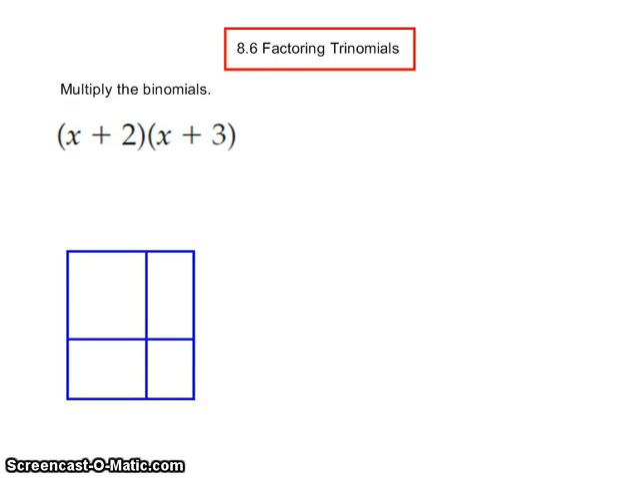Today we're going to look at factoring trinomials. The first thing I'd like you to do is to multiply the binomials using distribution. Pause the video and go ahead and do that.